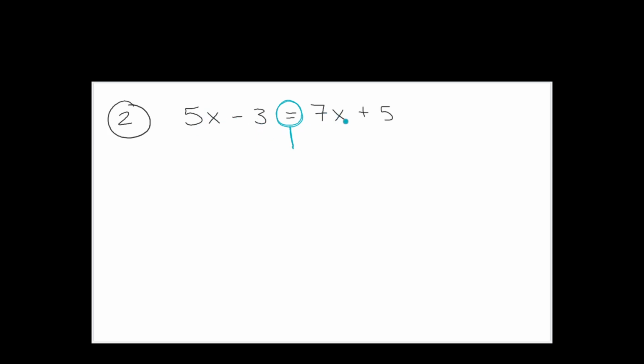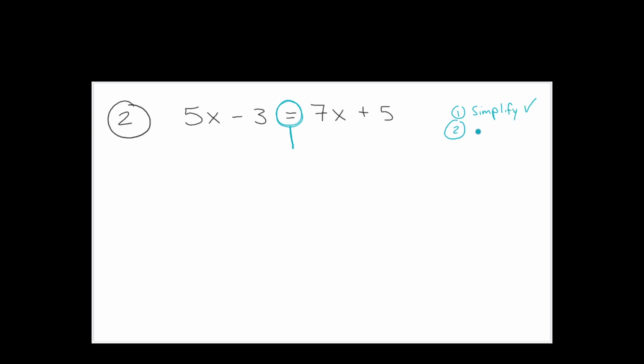Now we got 7x plus 5 on the right-hand side. Same reasoning. They can't combine. So step 1 is done for us. And let's just write a little note to ourselves, right? We have simplify as our first step. We basically did that because there's nothing to simplify.